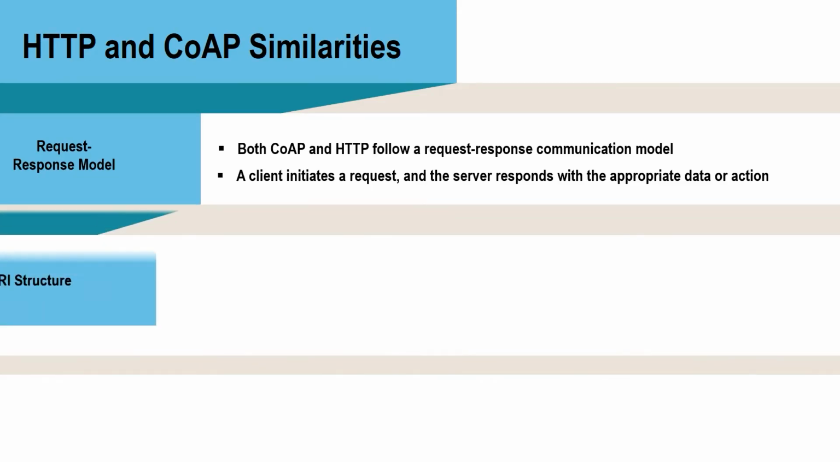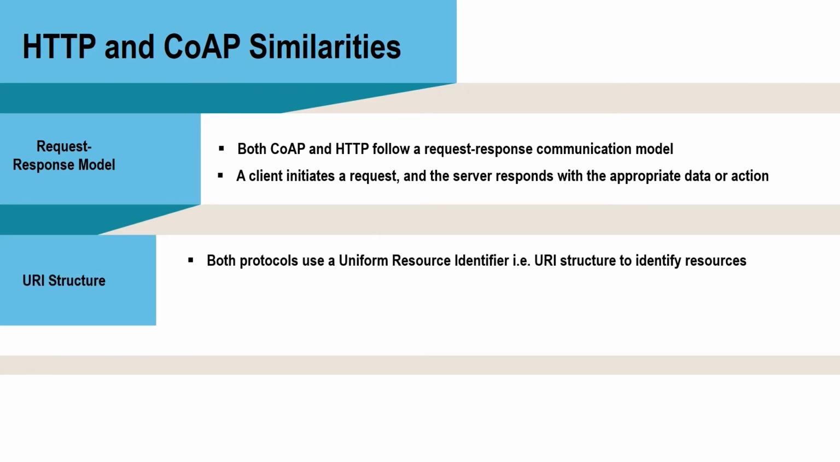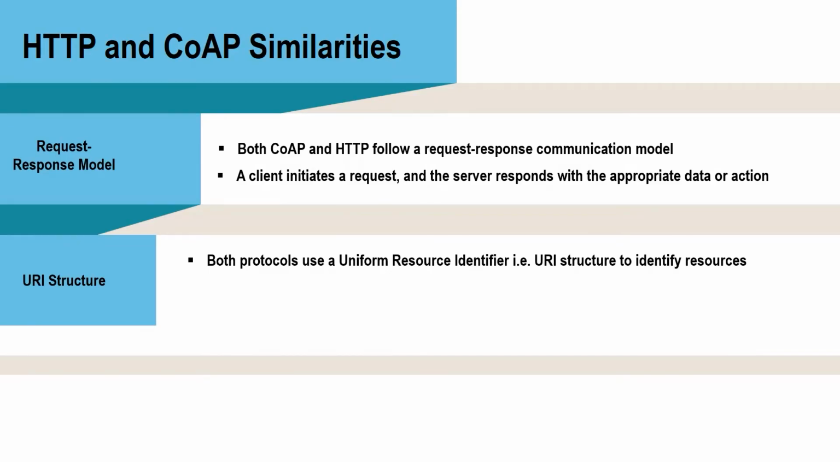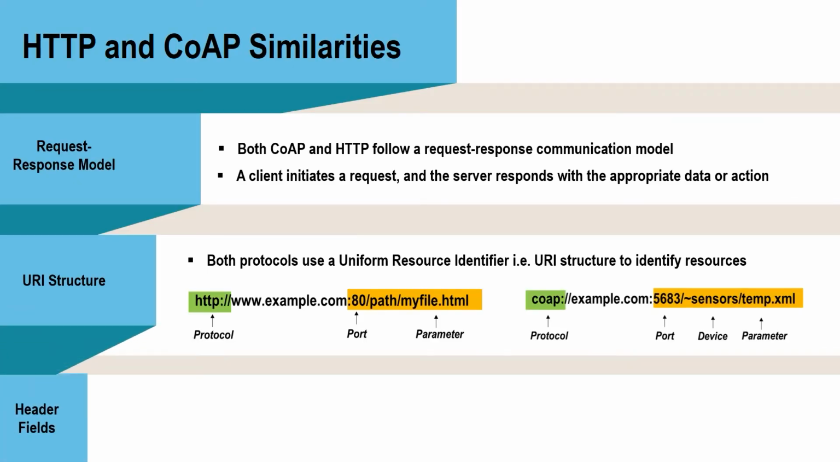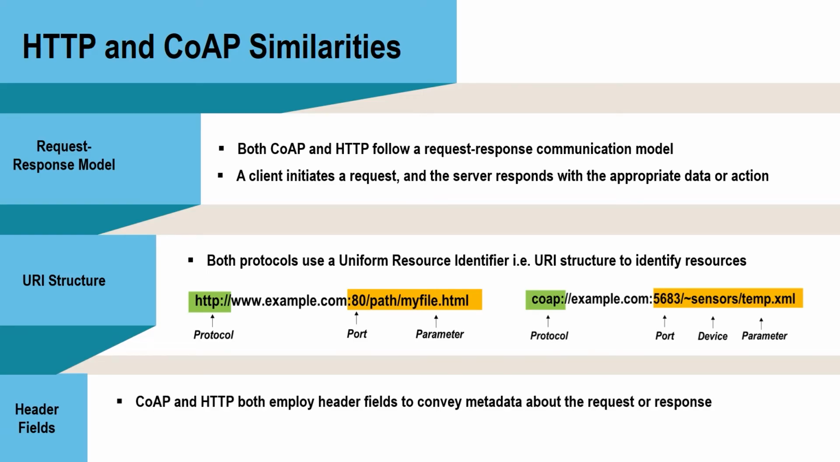Now with respect to URI structure, both protocols use a common resource identifier, that is URI structure, to identify the resources. This allows the clients to specify the target resource in a standardized format. As can be seen in the figure, both the protocols have similar URI structure and prefix, having protocol information and the suffix having the port and the resource information. With respect to header fields, CoAP and HTTP both employ header fields to convey metadata about the request or response. These fields contain information such as content type, cache control, and many more.